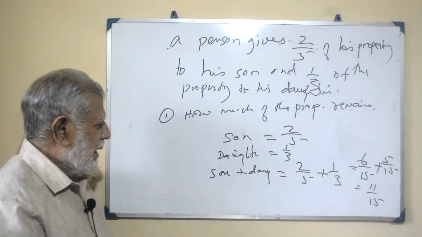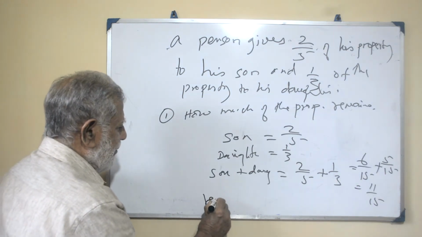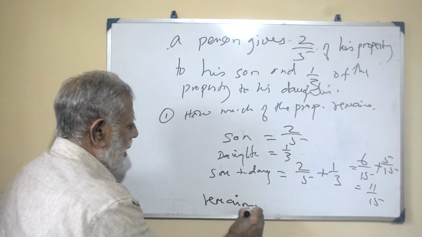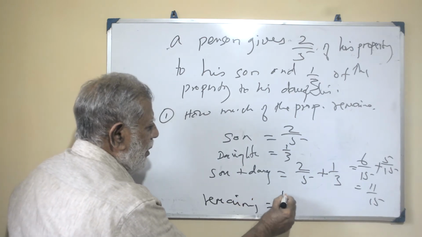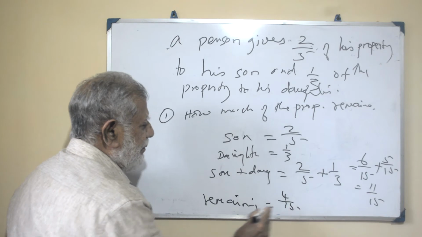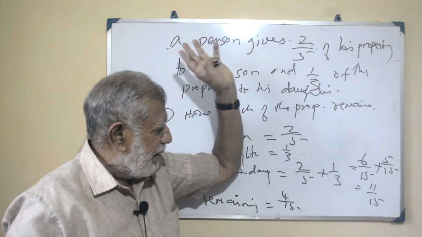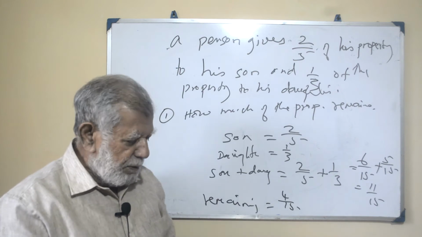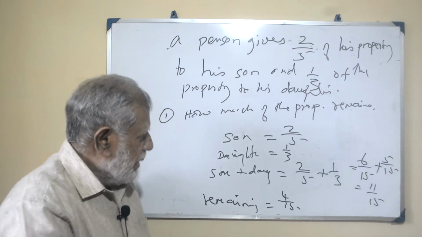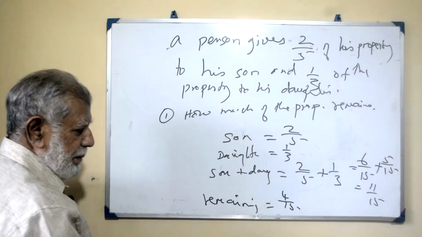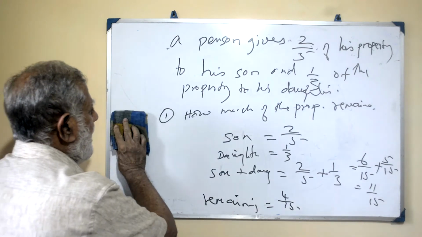So naturally, the remaining will be 4/15. How did you get the 4/15? Out of the total 15 parts, 11 parts he has given. So the remaining part is 4/15. That's the first question. Now, there is a second question.